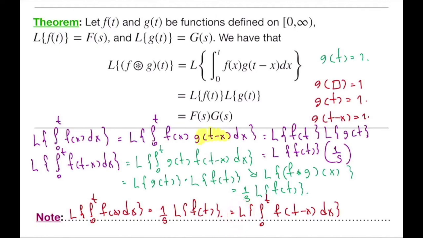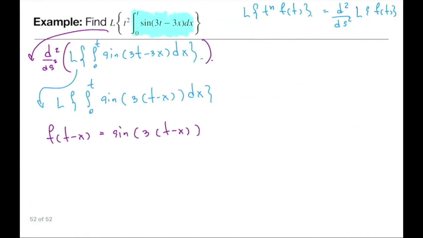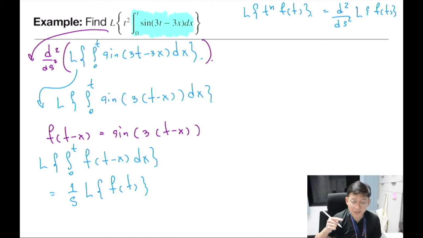The Laplace transform of the integral of f(t minus x) is 1 over s times the Laplace transform of f(t). So here you would have the Laplace transform of the integral from 0 to t of f(t minus x) dx is 1 over s times the Laplace transform of f(t). But the problem is we don't know f(t) yet, right? We know f(t minus x).